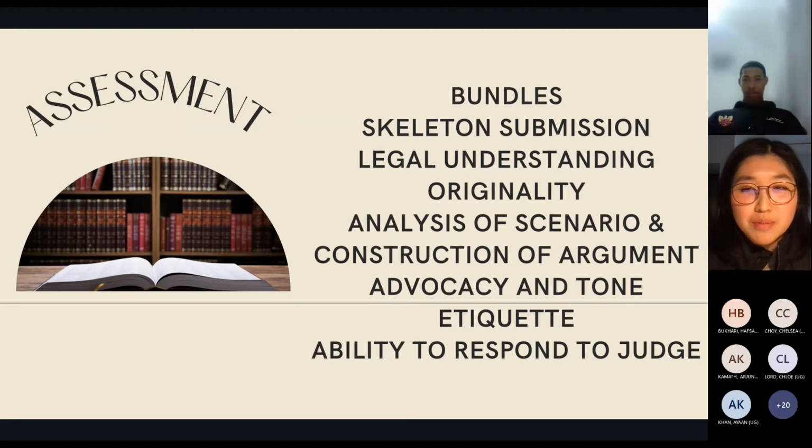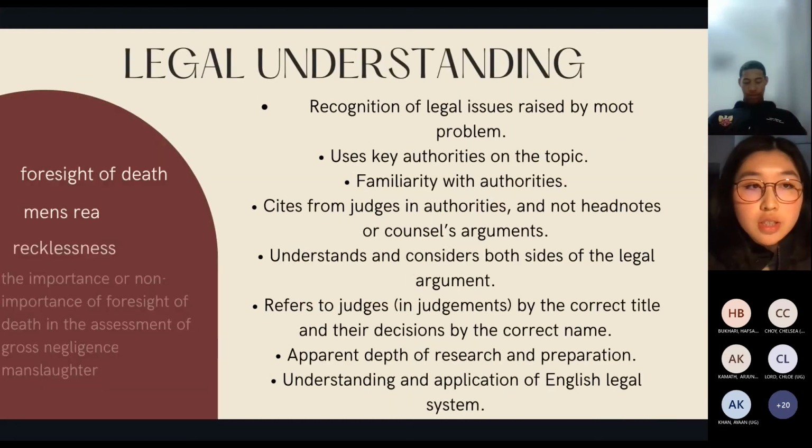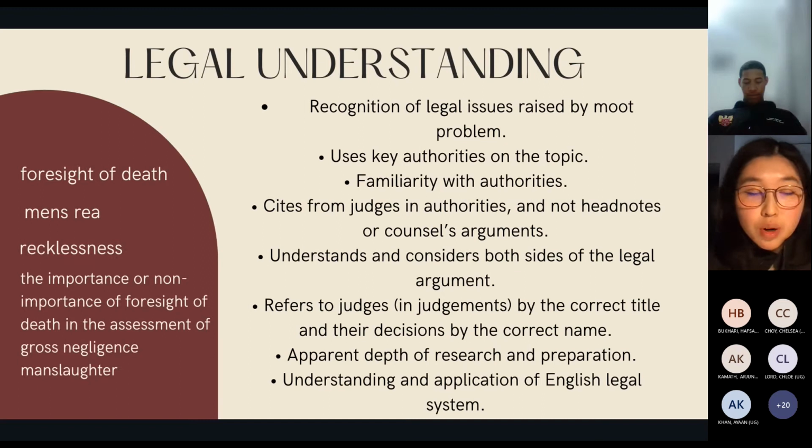Okay, great. We've touched a lot on bundles and the skeleton submission. So we're going to talk about legal understanding, originality, and analysis. So what is legal understanding? Based on the demo problem, we know that she was negligent. So negligence is one of the issues.